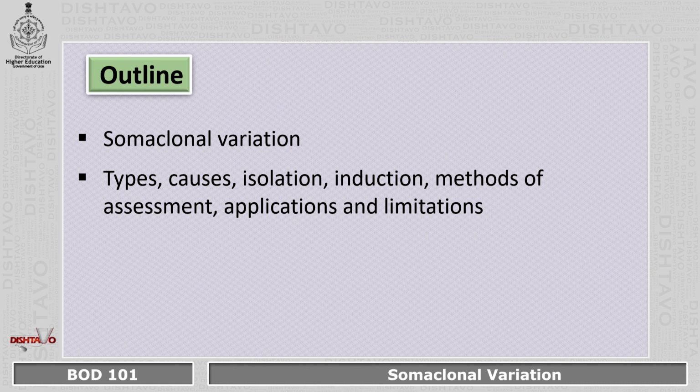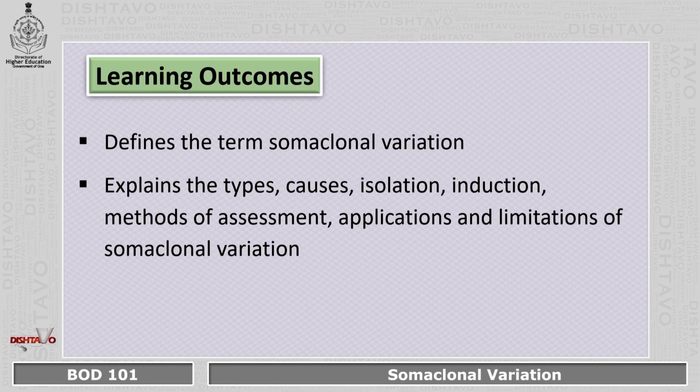The module outline is somaclonal variation, types, causes, isolation, induction, methods of assessment, applications, and limitations. The learning outcomes of the module are: defines the term somaclonal variation, explains the types, causes, isolation, induction, methods of assessment, applications, and limitations of somaclonal variation.